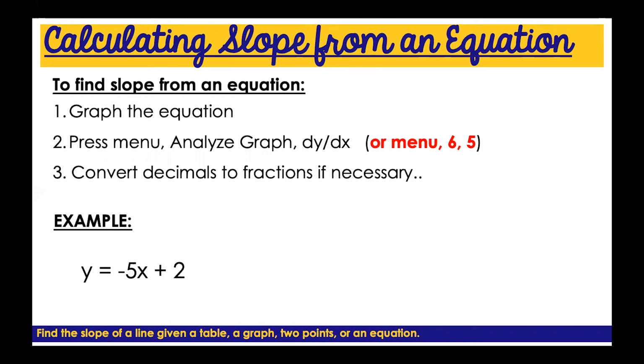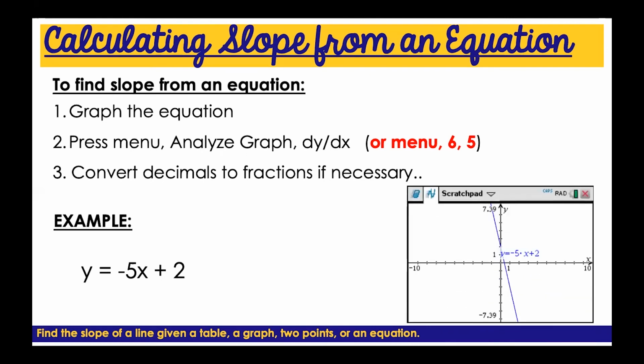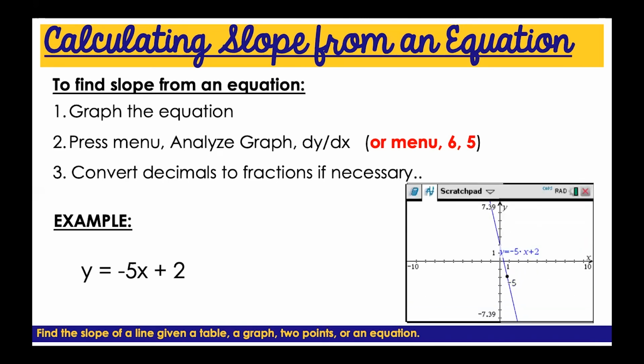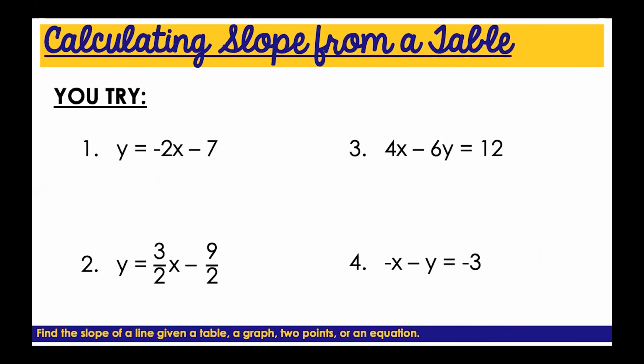Let's practice using the example y equals -5x plus 2. So first you want to graph the equation. That's how the graph would look on your calculator. Now you're going to press menu. You're going to go to option 6, which is analyze graph, and then option 5, which is dy dx. Just touch anywhere on the graph. Remember I said the slope on a line is the same no matter where on the line you are. So just click onto the graph and you're going to see that the slope of this line is -5. -5 is not a decimal, so we do not need to convert this to a fraction. The answer is just -5.